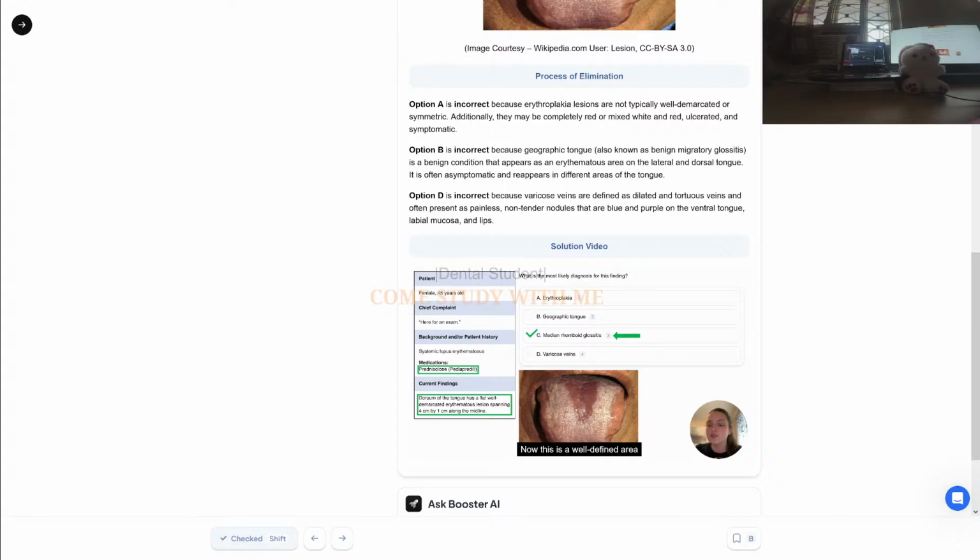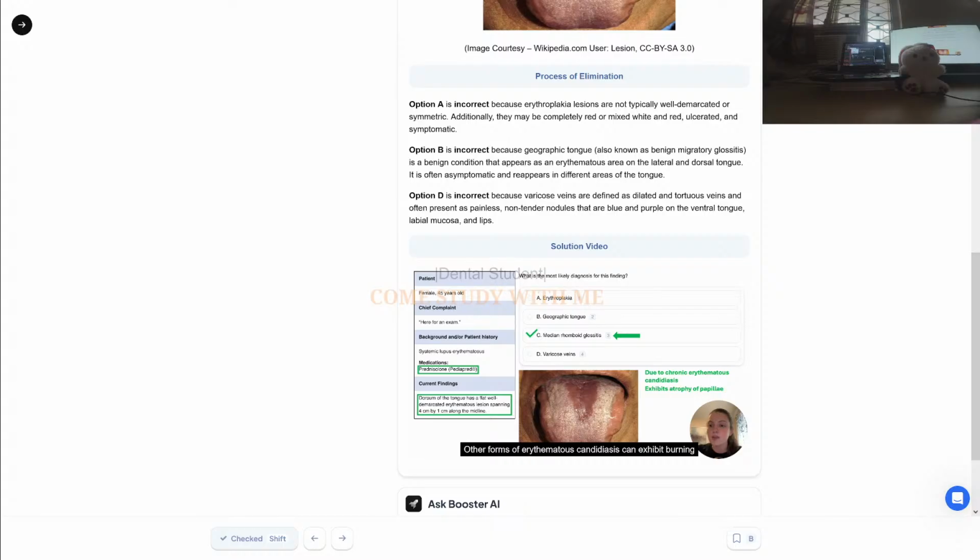This is a well-defined area of redness found on the mid-posterior dorsal tongue due to chronic erythematous candidiasis. The erythema seen here is due to atrophy of the papillae in this region. So we see this atrophy of papillae, and it's due to this chronic erythematous candidiasis. Erythematous candidiasis is a less common and more symptomatic form of candidiasis when compared to pseudomembranous, which is the more common form. The tongue is a very common site of this erythematous candidiasis.